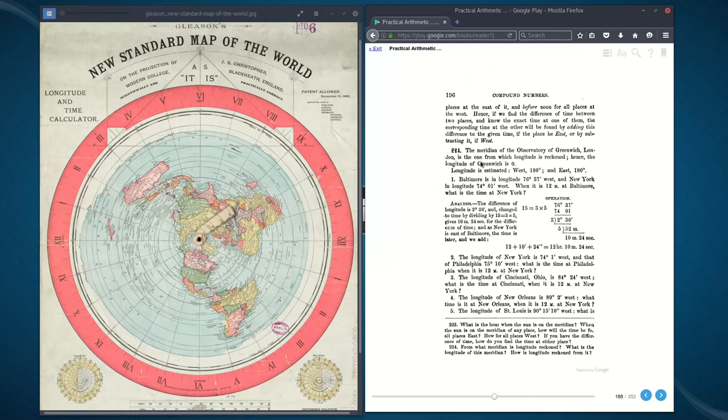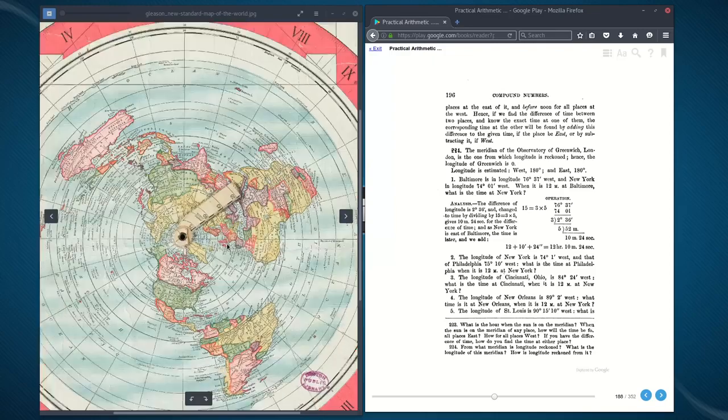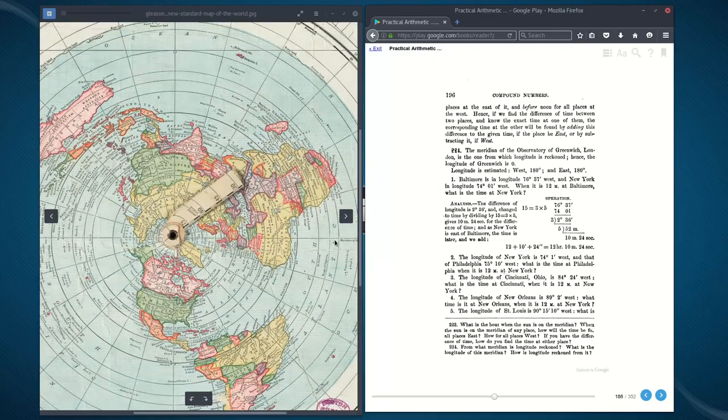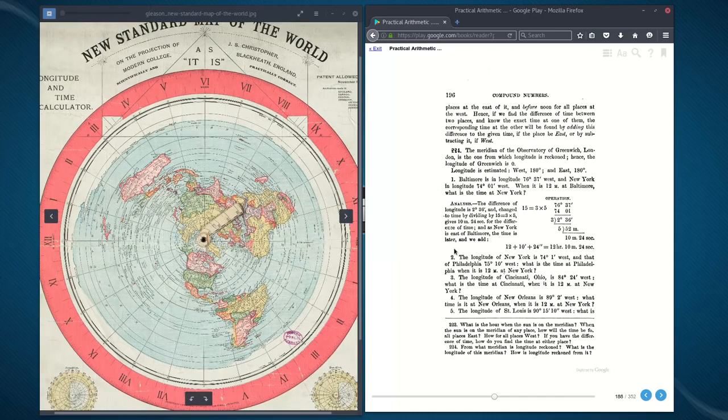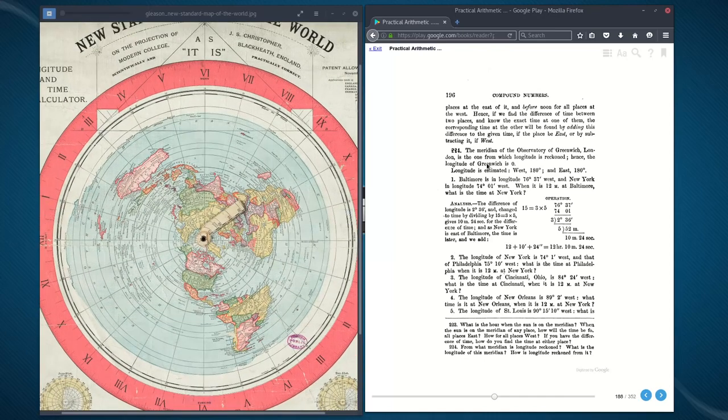The meridian of the Observatory of Greenwich, London, is the one from which longitude is reckoned. That's right there. Let's zoom in on that. That's the line, prime meridian. Longitude is estimated west 180 degrees and east 180 degrees from the prime meridian.